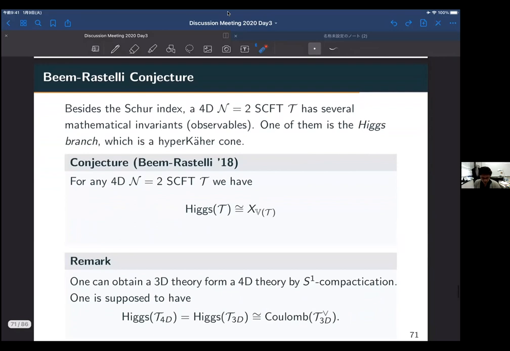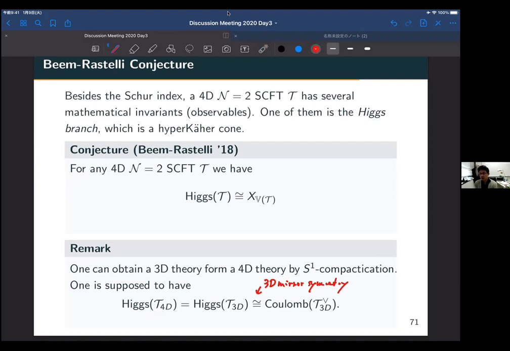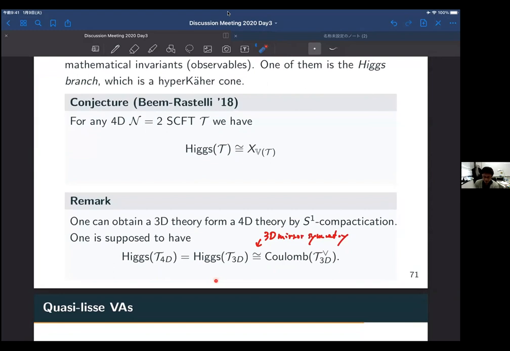So maybe I should comment on the connection with Coulomb branches, because it's been quite popular nowadays. The Coulomb branch business that is popular nowadays is associated with a three-dimensional theory. But you can obtain a three-dimensional theory from the 4D theory we are talking about by so-called S1 compactification. And the Higgs branch remains the same. But then by 3D mirror symmetry, this is supposed to be isomorphic to the Coulomb branch of the mirror theory. So this Higgs branch is the same as the Coulomb branch of the mirror theory of the 3D reduction of the 4D theory.